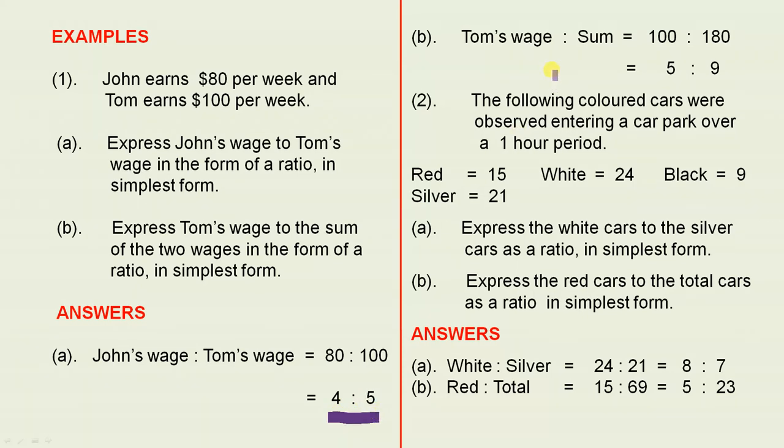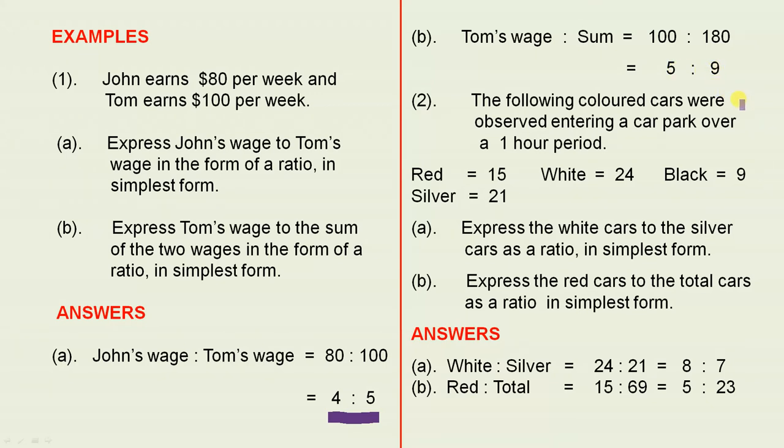The second part we're asked to find out is Tom's wage is to the sum. Okay? The sum of the 2 wages. So remember, Tom's wage was 100. Of course, there it is there. Tom earns $100 a week. And the sum is 100 plus 80, so that's 180. See that? In simplest form, 20 into 100 goes 5. 20 into 180 goes 9 times. So that's the ratio in simplest form.